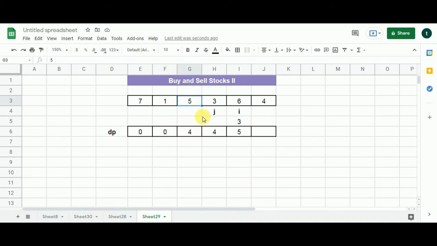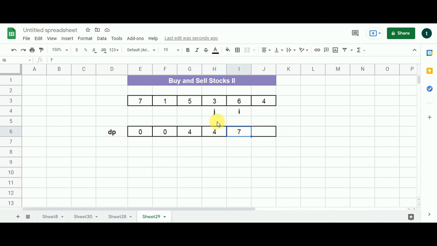So 3 plus 4 is going to give me 7, which is better than this 5. So I am going to populate 7 in this cell. 5 will thus be replaced. Now since all the iterations of J are over, 7 will be compared with the value of the previous subproblem, which is 4. Between 7 and 4, 7 is the maximum. Hence the value remains unchanged.